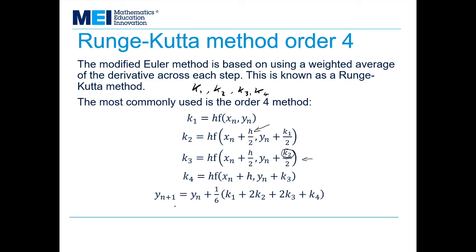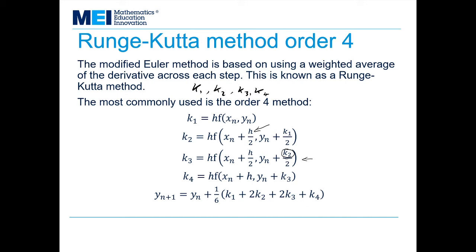So my new y value is my original value yn plus a sixth of k1 plus twice k2 plus twice k3 plus k4. Now, I've taken the leftmost approximation, the rightmost approximation, and then twice each of the middle two. And I've divided by 6 because it's a weighted average. I've added up 6 k values altogether. 1, 2, 3, 4, 5, 6 of them.